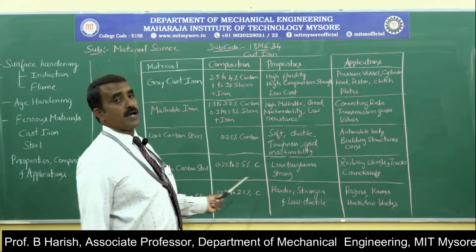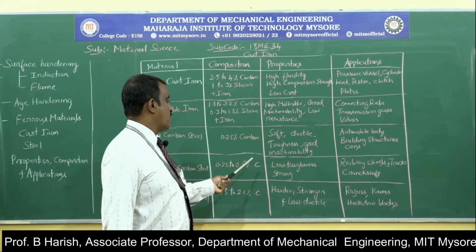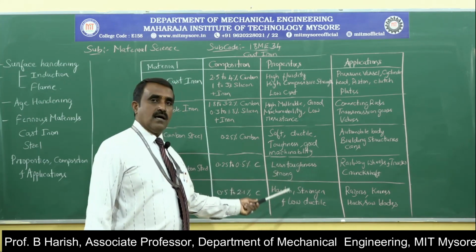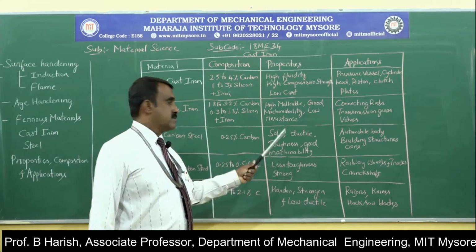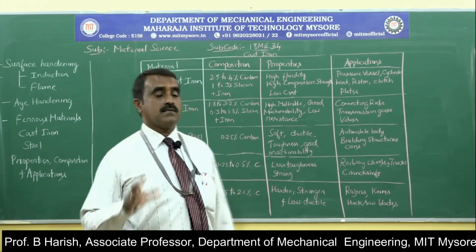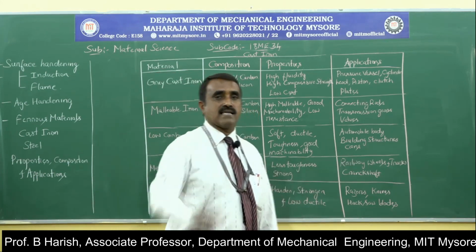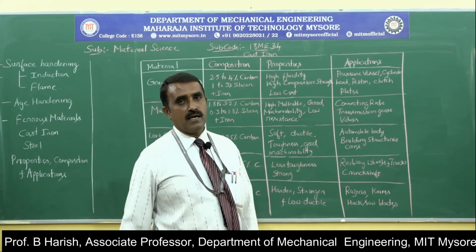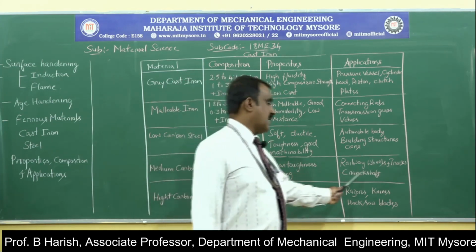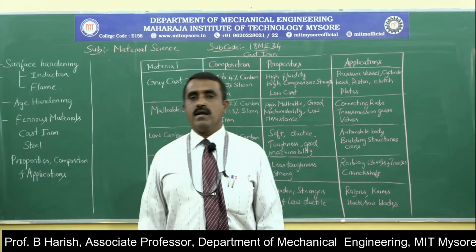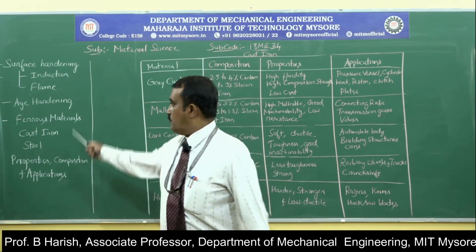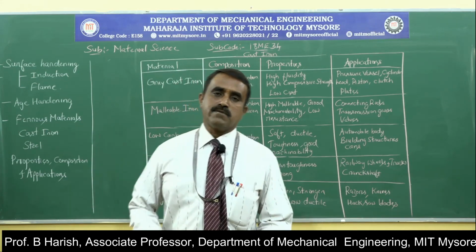One more is medium carbon steel, 0.25 to 0.5%. It has less toughness and is stronger compared to low carbon steel. Applications: railway wheels, which all of you know about. Then railway tracks, the tracks on which the rail and coaches run, are made of medium carbon steel, and the crankshaft is one more component where we use medium carbon steel. So these are the ferrous metals: cast iron, and types of cast iron.